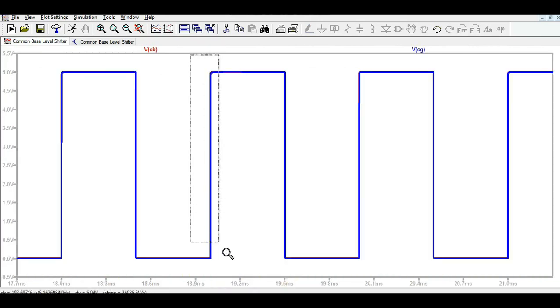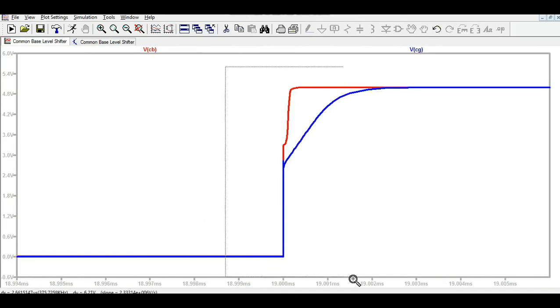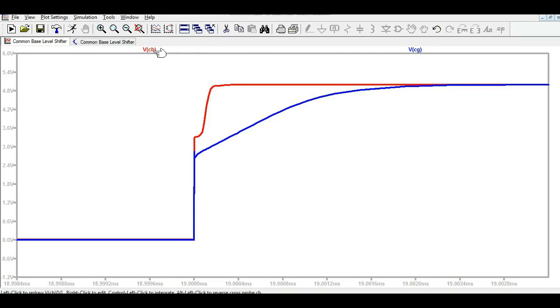Let me show you some differences here. What are the differences? Now you can see this VCB, this is common base. This signal is rising like that. You see some edges here, and then it rolls up. In the case of common gate, you can see it has more rise time. If you compare the rise time of common base to common gate, you can see the common gate having more rise time than the common base. This is all about the rise time.